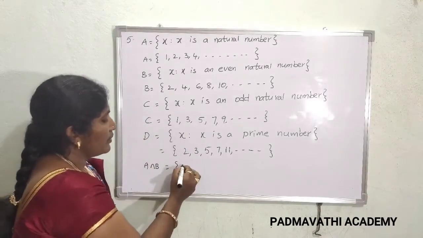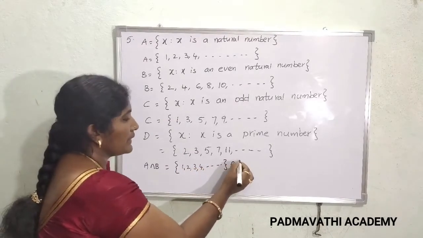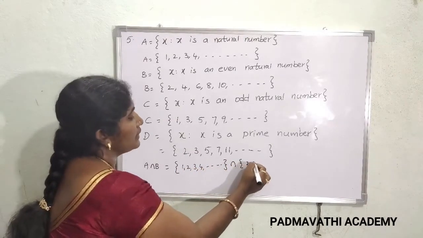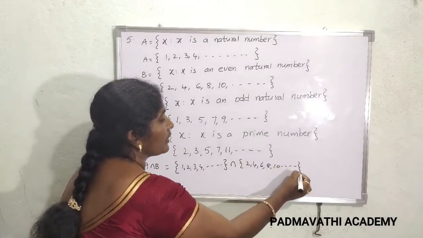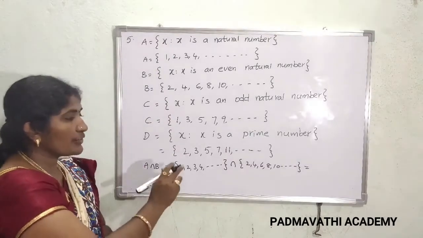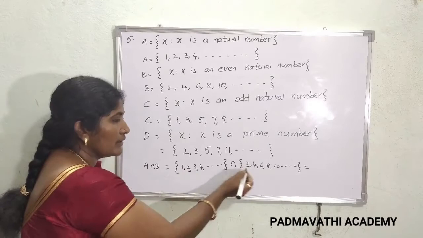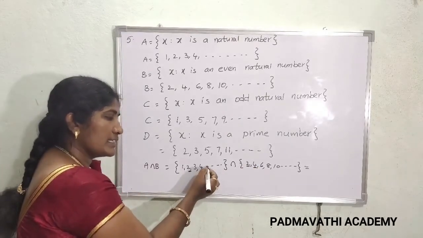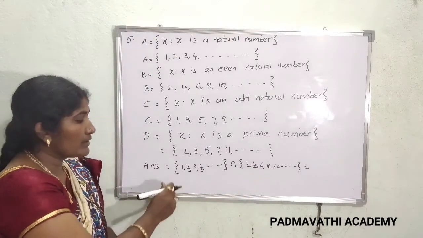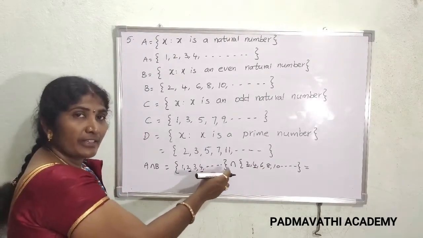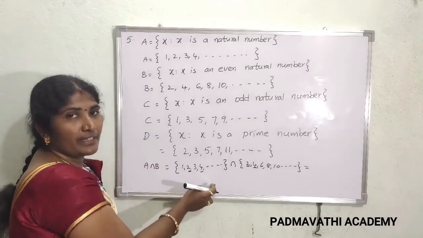What is A? 1, 2, 3, 4, and so on. What is B? 2, 4, 6, 8, 10, and so on. Intersection means a list of common elements. What are common elements here? 2 is common. Next 4 is common. Next 6 also will come. So these are all common, because 1, 2, 3, 4, 5, 6, 7, 8, 9, 10. Here this is a list of odd numbers and even numbers.